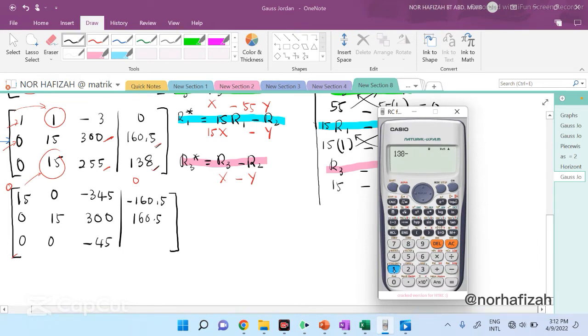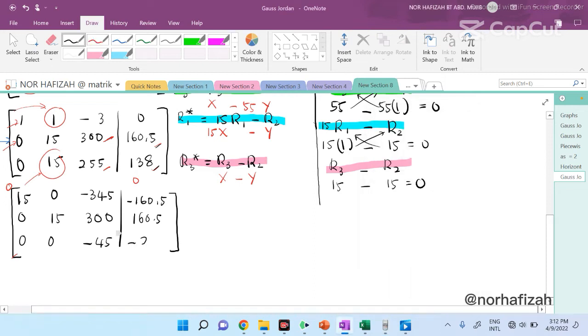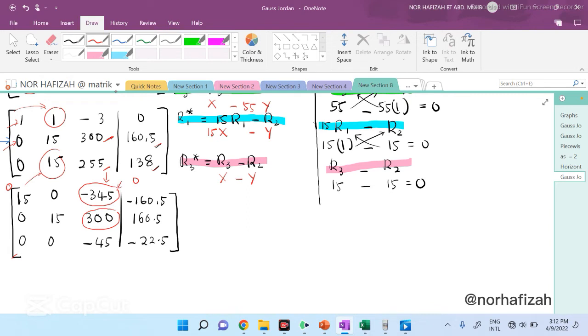138 minus 160.5. 0.5 is, change to decimal. We have negative 22.5. Alright, done. So if you look at the identity, on the third column, you're going to change this row and this one becomes 0. This one becomes 0 and this one also becomes 0.